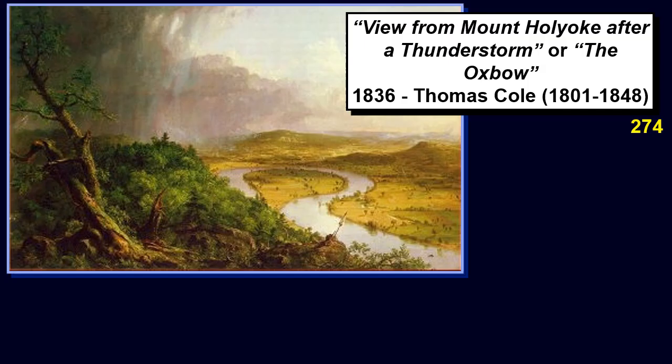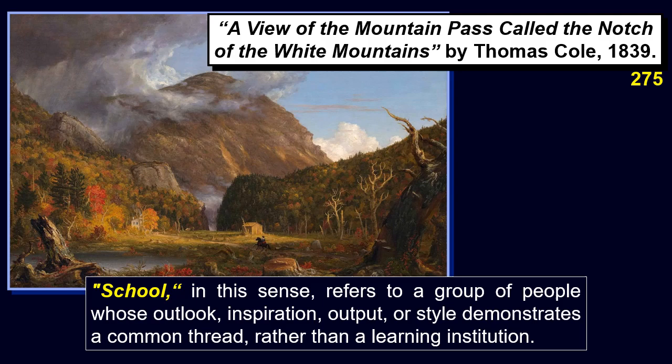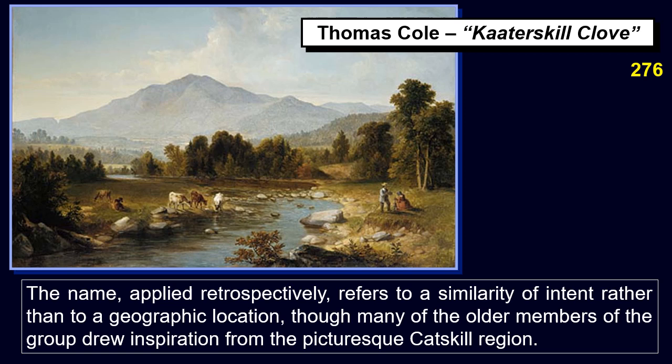The Hudson River School was a mid-19th century American art movement by a group of landscape painters whose aesthetic vision was influenced by Romanticism. School, in this sense, refers to a group of people whose outlook, inspiration, output, or style demonstrates a common thread, rather than a learning institution. The name, applied retrospectively, refers to a similarity of intent rather than to a geographic location.